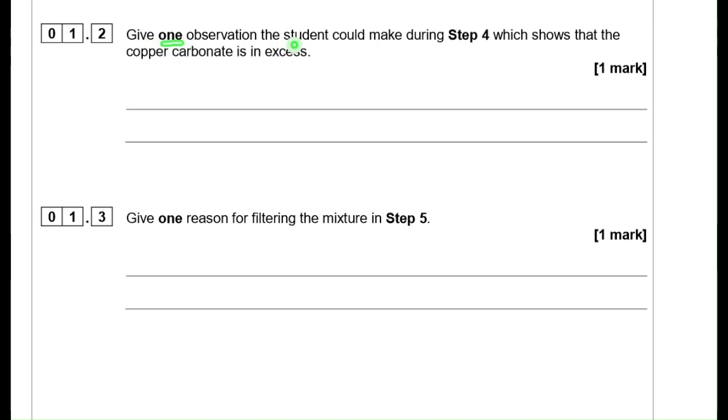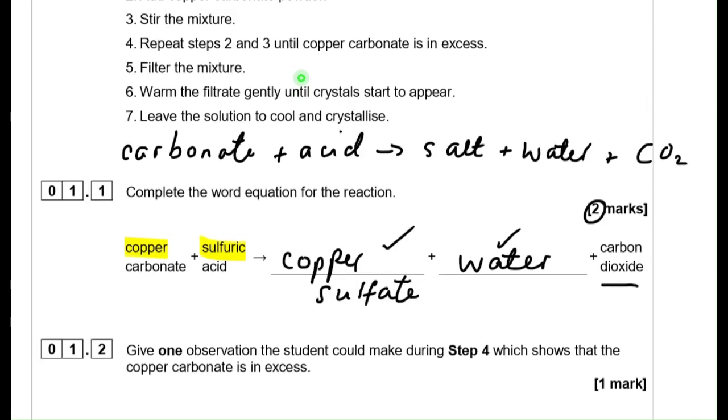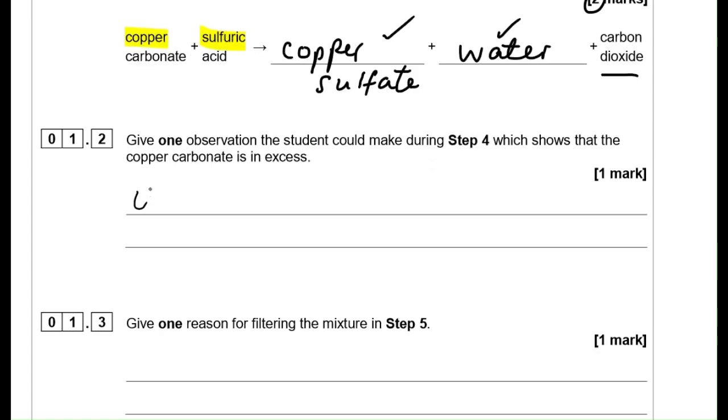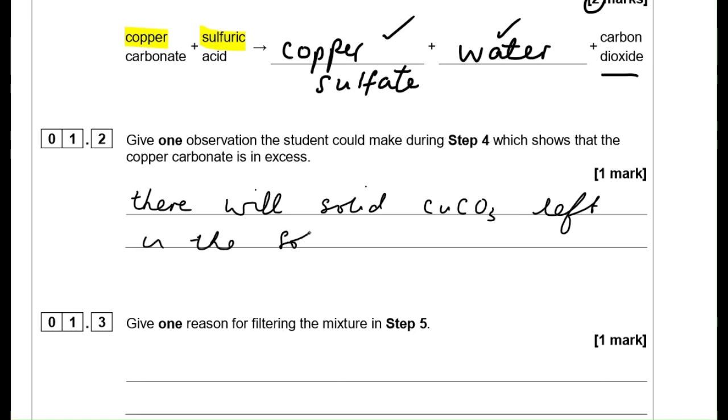1.2. Give one observation the student could make during step 4, which shows that the copper carbonate is in excess. So let's have a look at step 4. Here we are, copper carbonate in excess. So, what we'll find in the bottom of our container, our beaker, there'll be some powder, some copper carbonate powder that is unreacted. So to get your mark for this question, you write in the space provided there will be solid copper carbonate left in the solution, and you could also get a mark if you wrote that the fizzing had stopped, there was no fizzing.